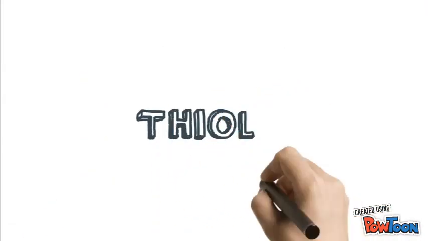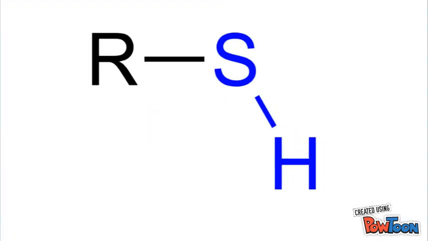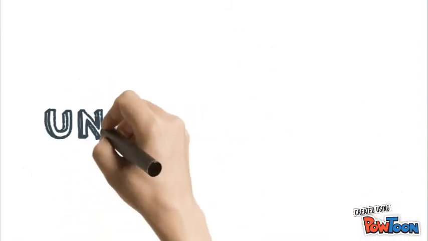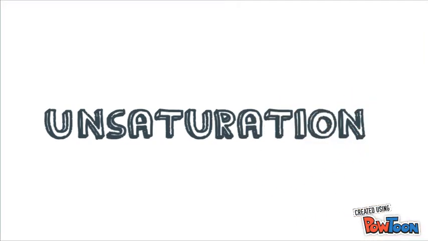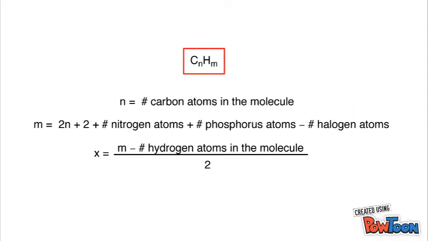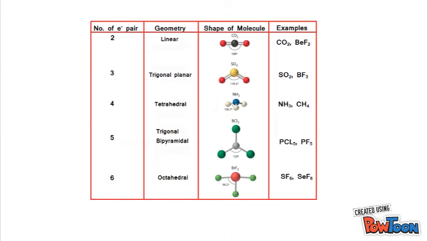A thiol is an organosulfur compound that contains an alkyl group bonded to a sulfhydryl group. An unsaturated compound is a chemical compound that contains carbon-carbon double bonds or triple bonds, such as those found in alkenes and alkynes. Valence shell electron pair repulsion theory is a model used in chemistry to predict the geometry of individual molecules from the number of electron pairs surrounding their central atom.